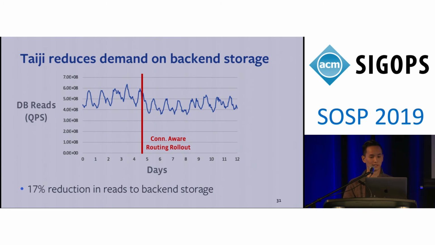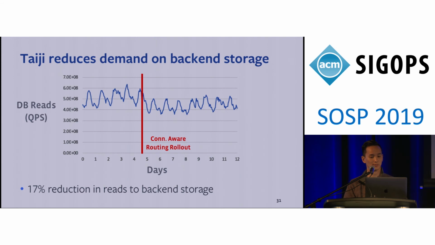Finally, we evaluate connection-aware routing on the effectiveness in improving cache efficiency. And while I could show some graphs on the cache improvement, we found it most meaningful to show data on the reduction of reads to our backend storage, because this translates into a reduction in backend capacity.